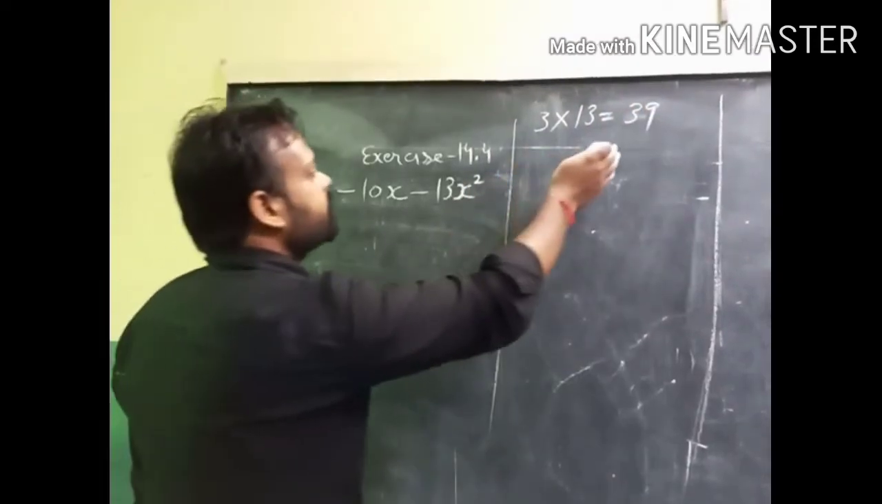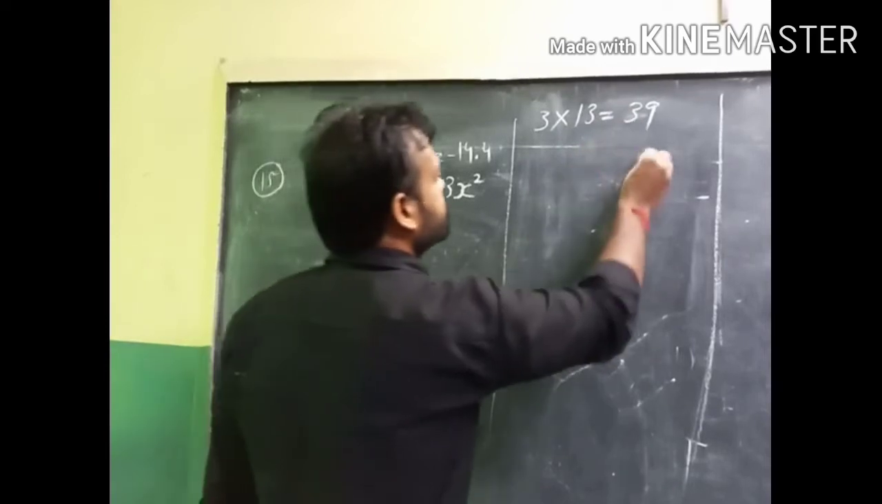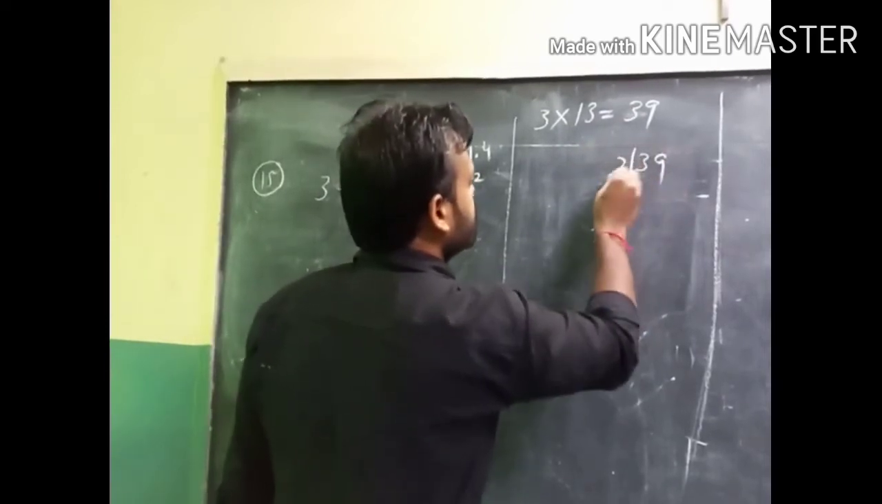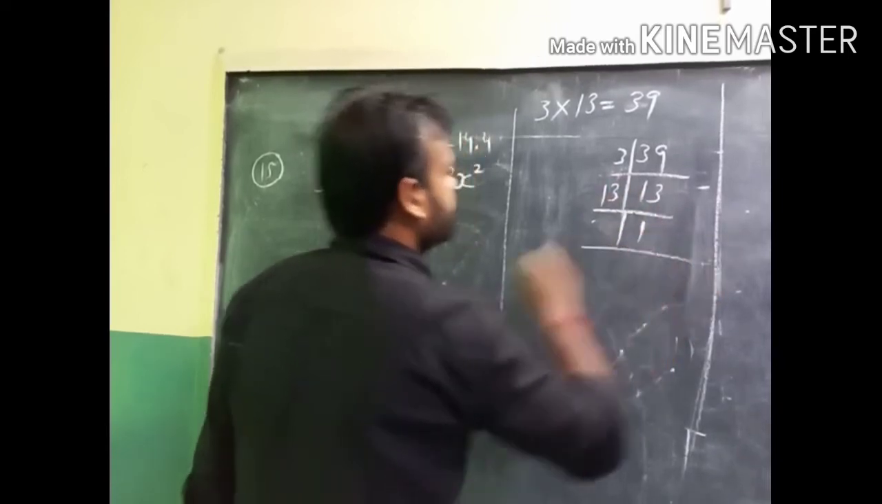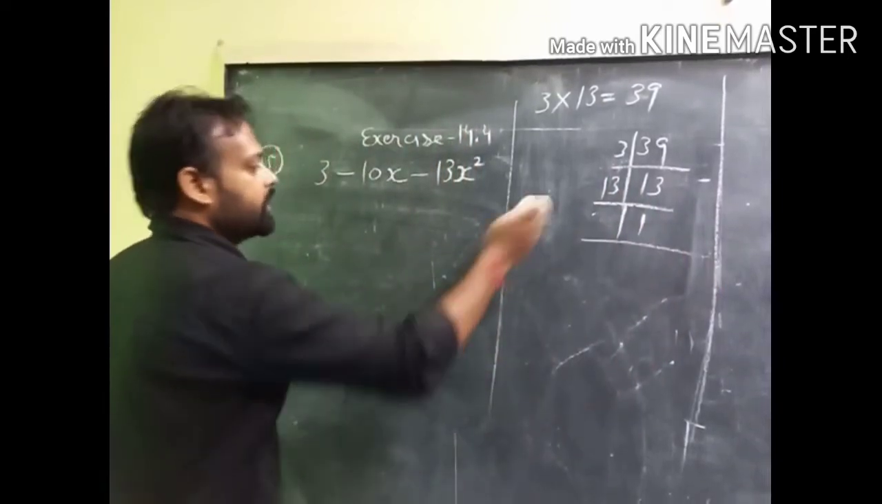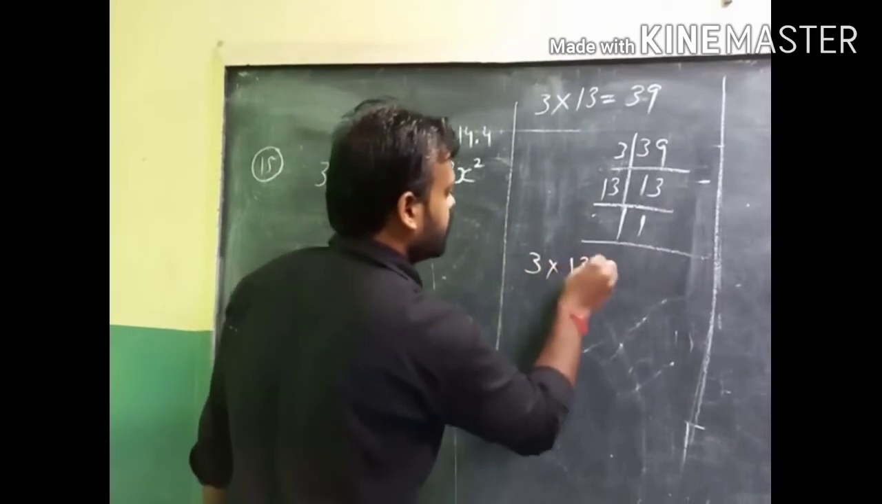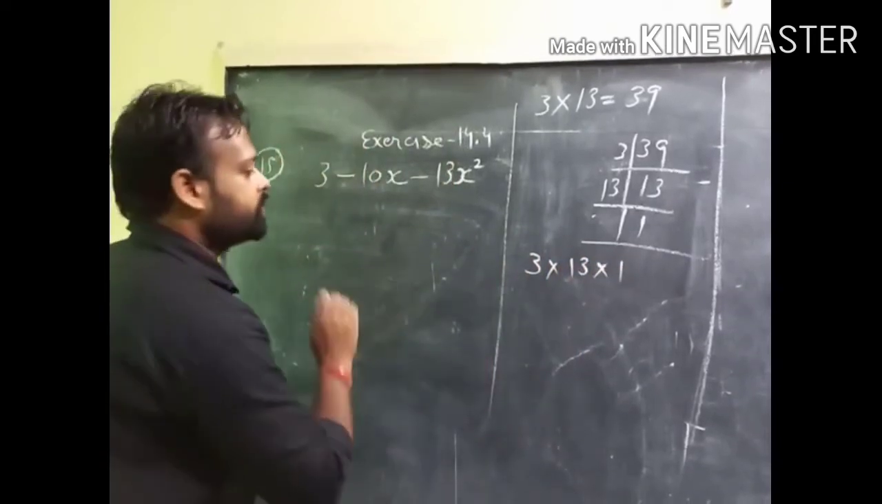Again, first of all we have to make the factors of this 39. So you can see, like this way we can find the factors. In this way we can easily find out the factors. So write down these factors here, 3 into 13 into 1. Like this way we can make the factors.